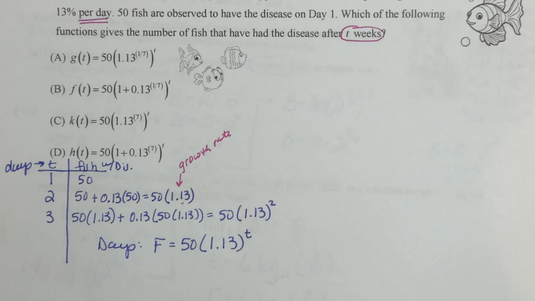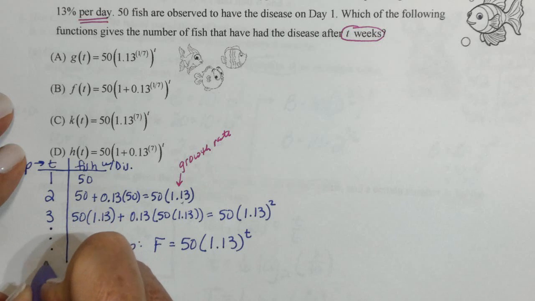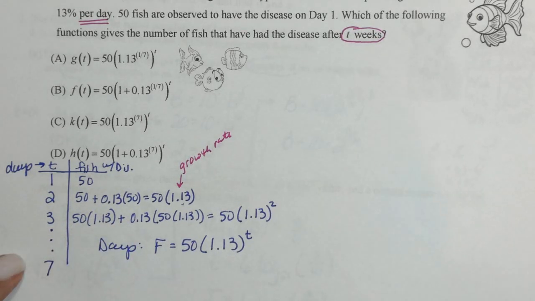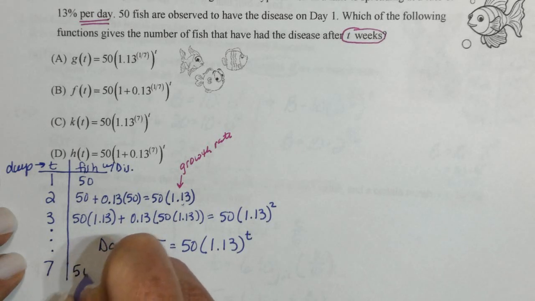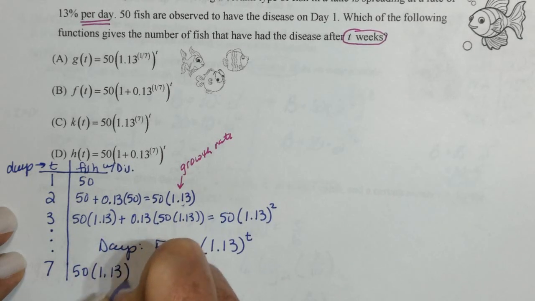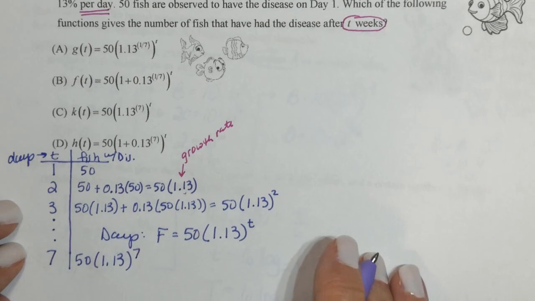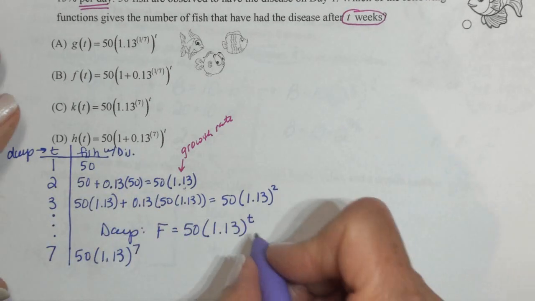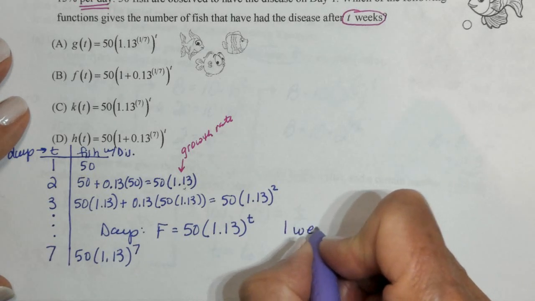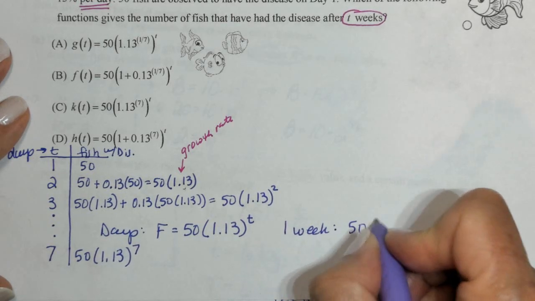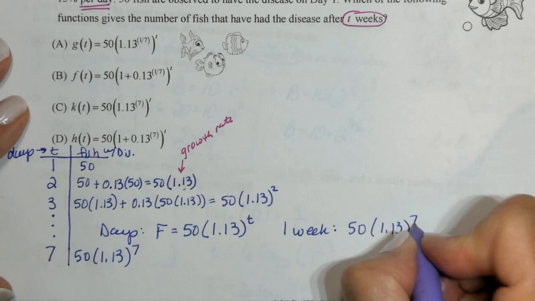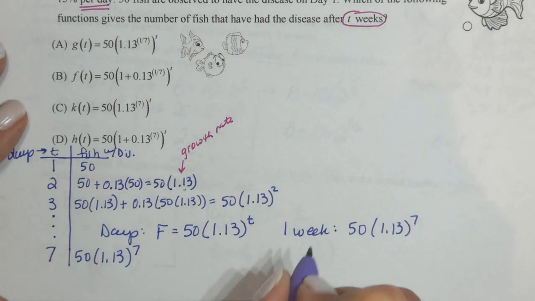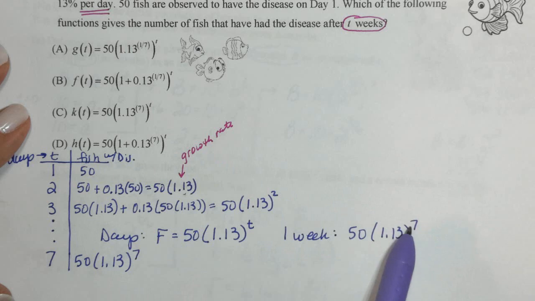What's going to happen in weeks? Well, let me ask you this. Let me go down to 7. It's 7 days. That's 1 week, right? In 7 days, how many fish will have it? 50 times 1.13 to the 7. That's what we want for 1 week. So in 1 week, we want 50 times 1.13 to the 7. Which of these will give that to us?